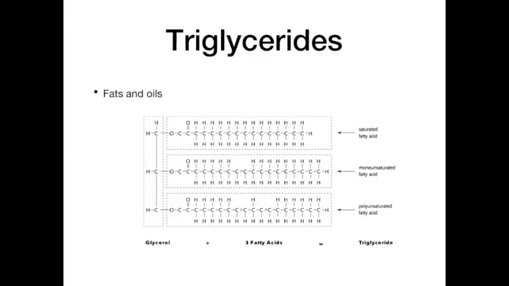Now, I told you that this is the common structure of a triglyceride. What does a triglyceride consist of? The most common lipids are the triglycerides. Triglycerides, I'm sorry for the accent. These are fats and oils. A glyceride is an ester formed by a fatty acid combining with the alcohol glycerol.